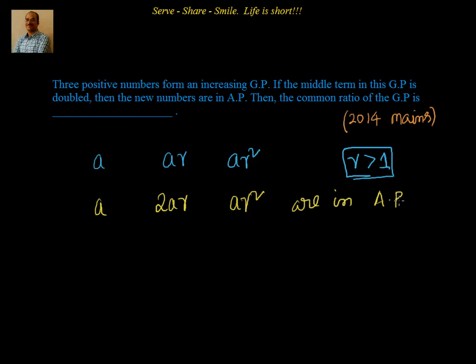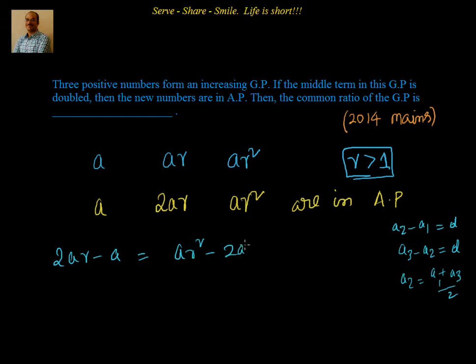We know that in arithmetic progression, second term minus first term equals third term minus second term, or A2 minus A1 is equal to D, the common difference. Also A3 minus A2 equals the common difference. You can also say A2 equals A1 plus A3 divided by 2. So anyway you take it, if we start with A2 minus A1 equal to D, we know that 2AR minus A is equal to AR square minus 2AR.